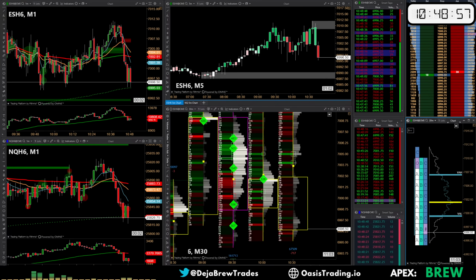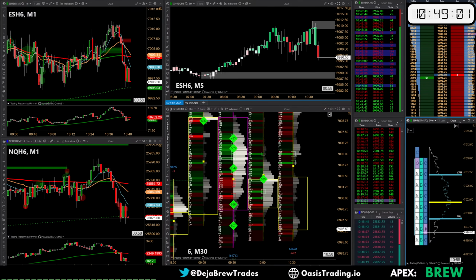Okay, here comes the poor low. We repaired the poor high. Can it repair the poor low? It needs to break through VWAP by a couple of points.